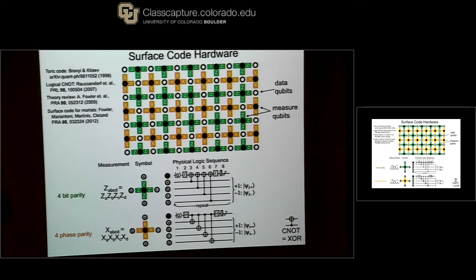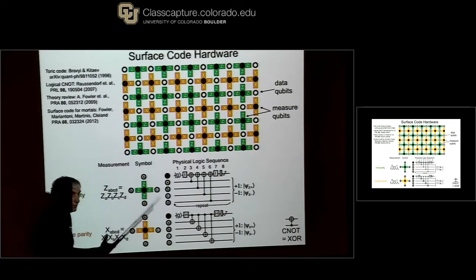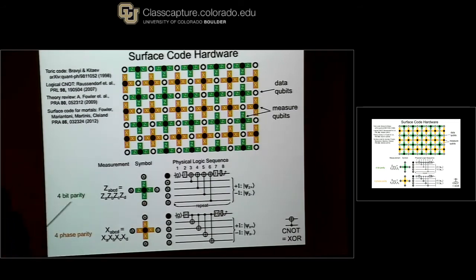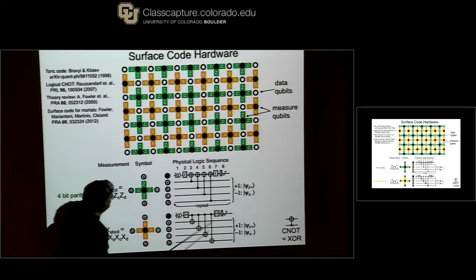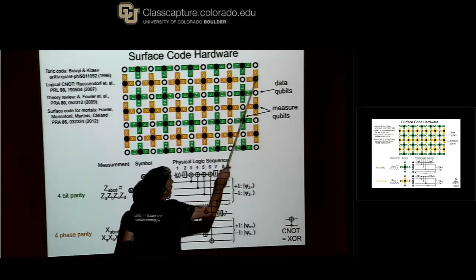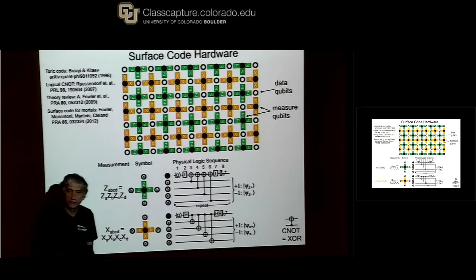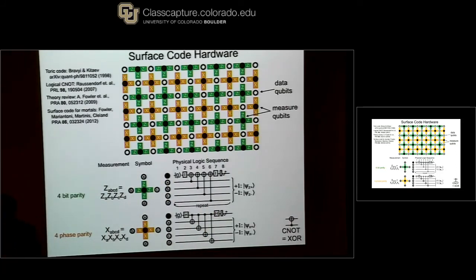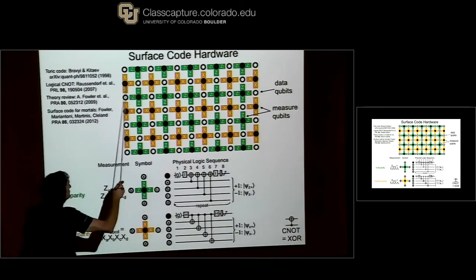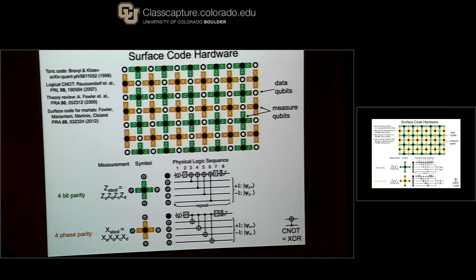But the basic idea is this. What we have is a square array of qubits. The open ones are the data qubits where they hold the states. And the dots here are the measurement qubits, often called ancillas, but we like to call them measurement qubits as a little bit more clear. And then what you have is nearest neighbor connections between the qubits. Okay? So it's a 2D array, something we can build with an integrated circuit. That's what's kind of cool about this.